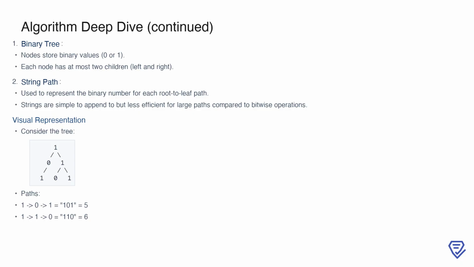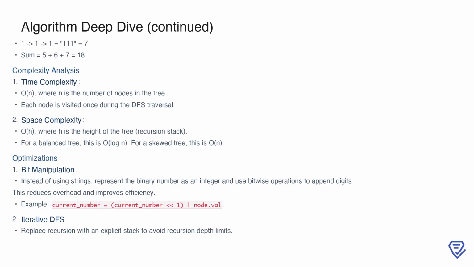Looking at a simple example, consider a binary tree with the structure: the root node is 1, which has 2 children, 0 on the left and 1 on the right. The left child, 0, has a further left child, 1. The right child, 1, has 2 children, 0 on the left and 1 on the right. The paths from root to leaf are 1-0-1, 1-1-0, and 1-1-1. These correspond to binary numbers 101, 110, and 111, which convert to 5, 6, and 7 in decimal. Adding up these values, we get a total sum of 5 plus 6 plus 7, which equals 18.